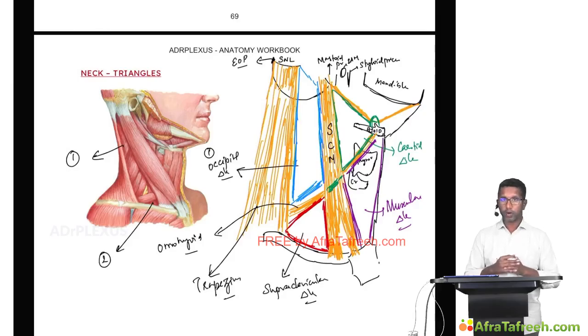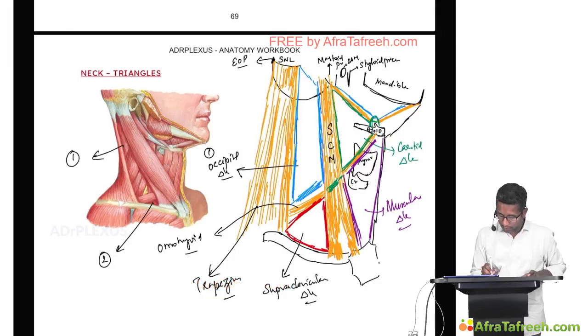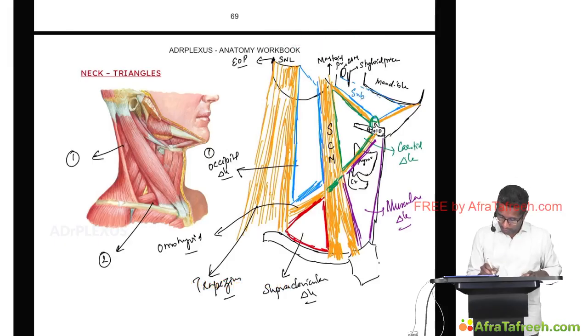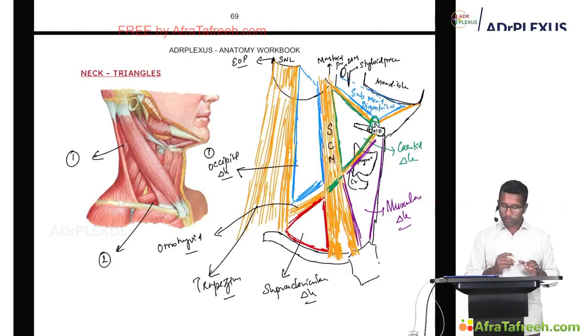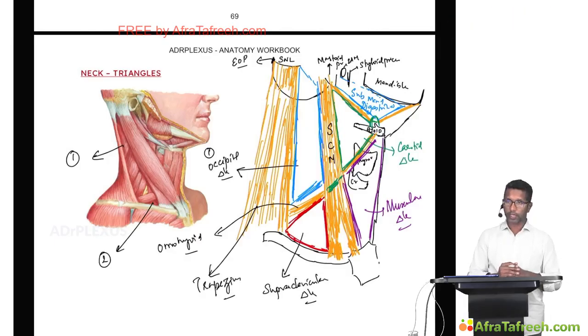And the triangle you see here, which is bounded by the posterior belly of digastric, the anterior belly of digastric, and the lower part of the mandible, is called the submandibular triangle. It is also called the digastric triangle.